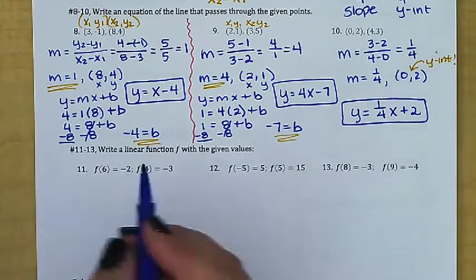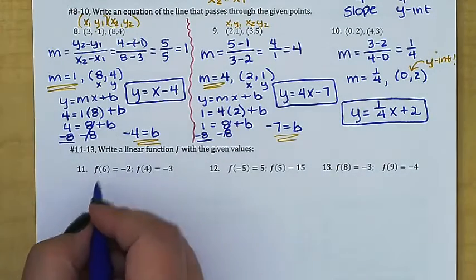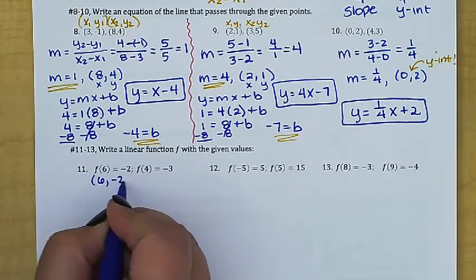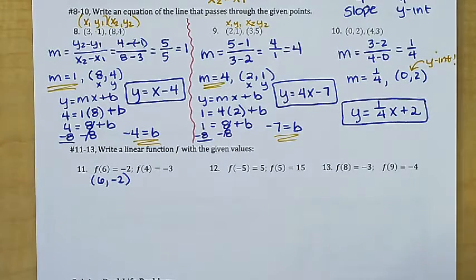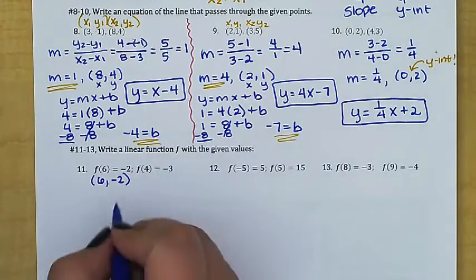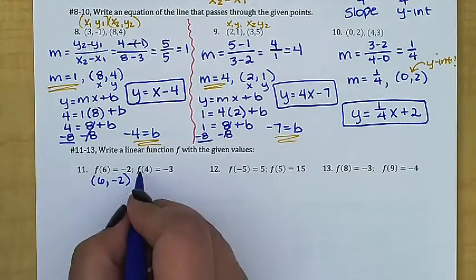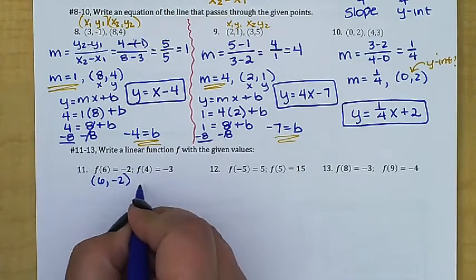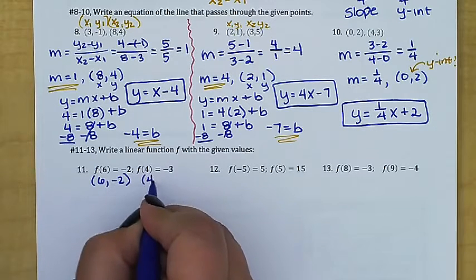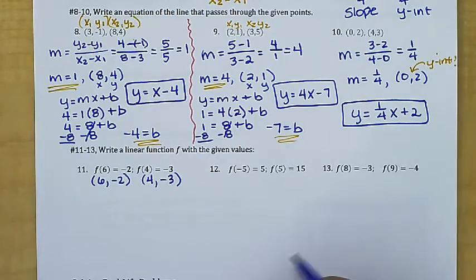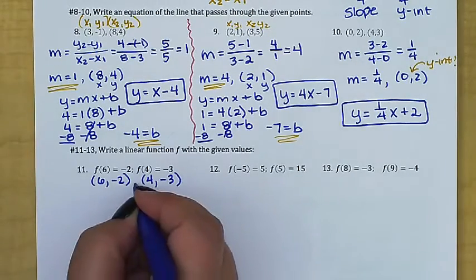So when I see f of 6 is negative 2, what that is telling me is that when our x input was 6, our y output was negative 2. If you want, you can even rewrite those if it bothers you to see it this way. When they tell you f of 4 is -3, that's saying that when they inserted an input of x equals 4, the y output was -3. So again, they're really just giving you two ordered pairs that are on your line.